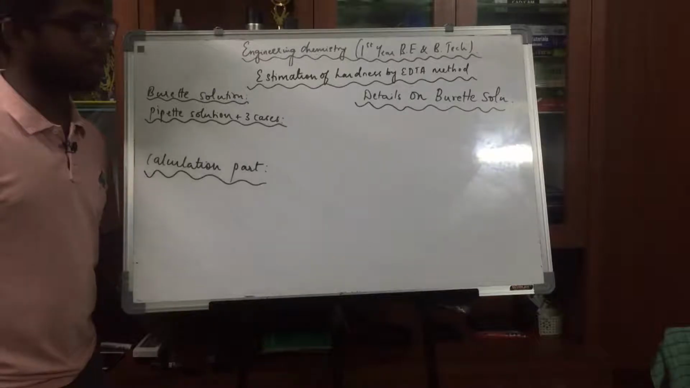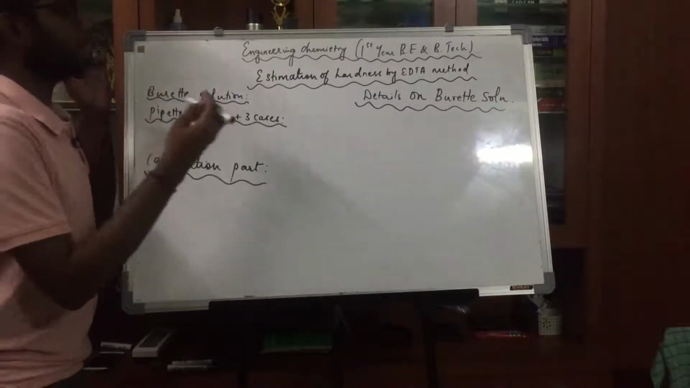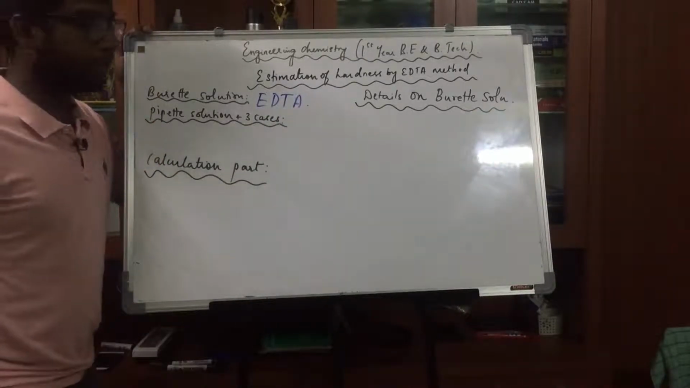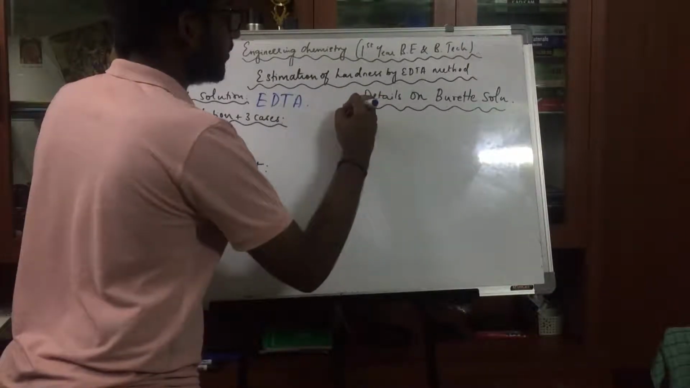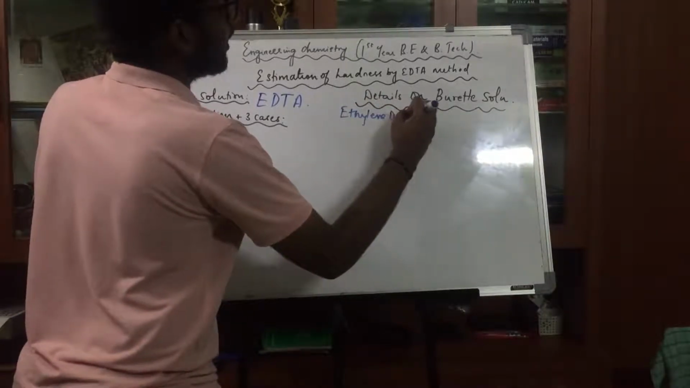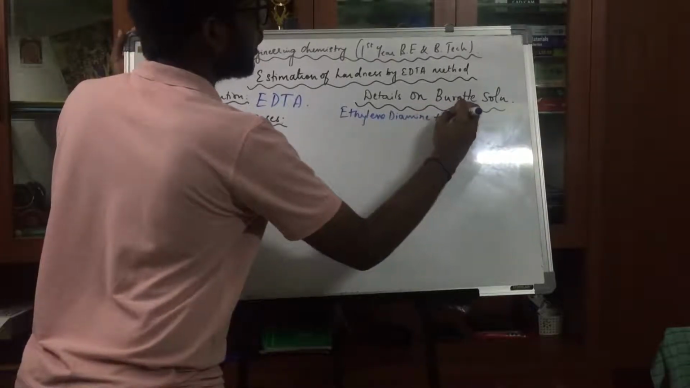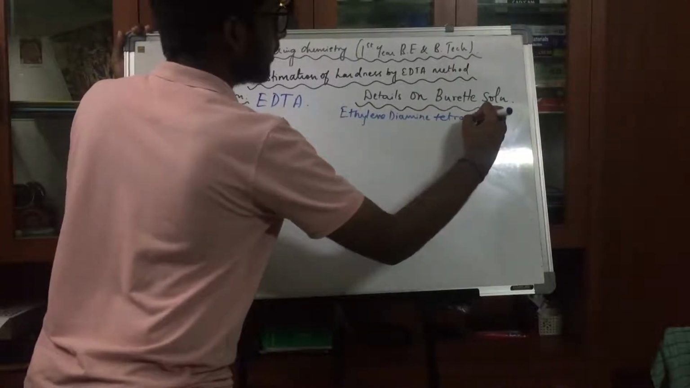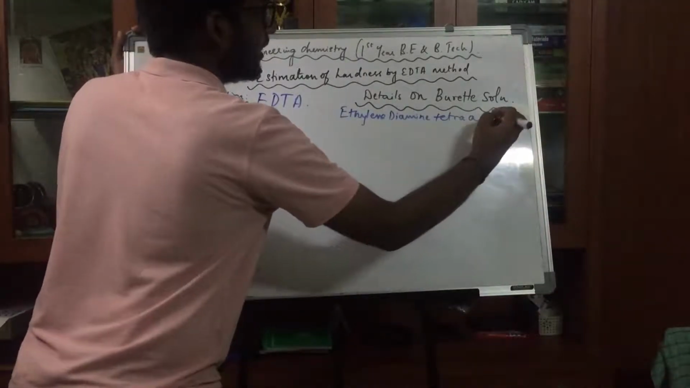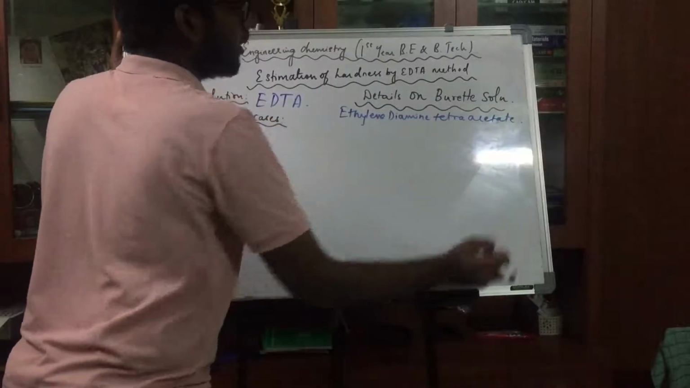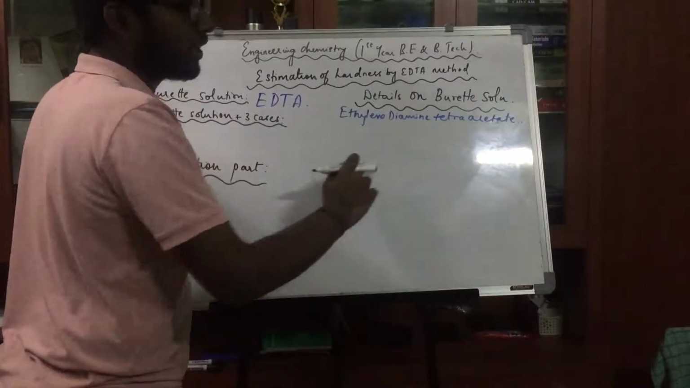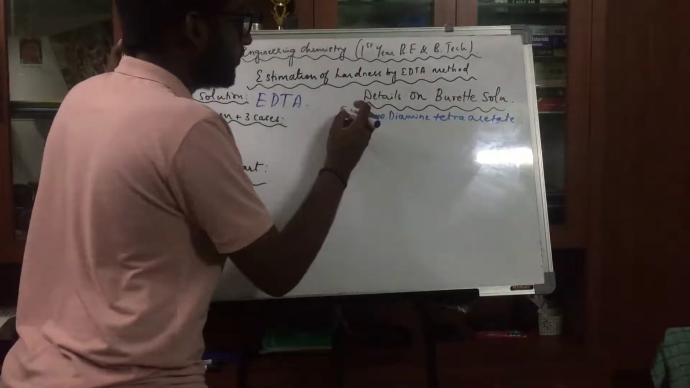First of all, your burette solution is EDTA, and the full form is ethylene diamine tetraacid or tetraacetate. Let's take tetraacetate in the beginning, and now let's draw the structure. First thing is ethylene.